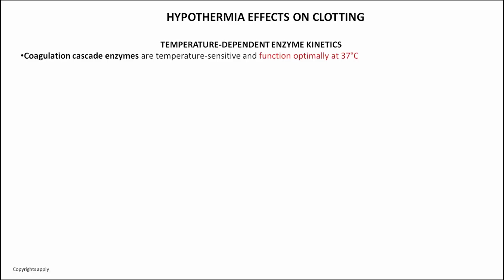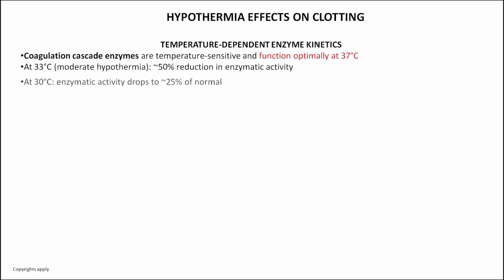Usually, they're best in action when they are working at a temperature of 37 degrees Celsius. If there is hypothermia, say it drops to less than 36 degrees Celsius, between 33 to 36, that is a moderate hypothermia. 50% of your enzymatic activity will be lost. If it drops lower, there will be a bleeding type of coagulopathy, which can be seen. It is majorly because the enzymes are not working.